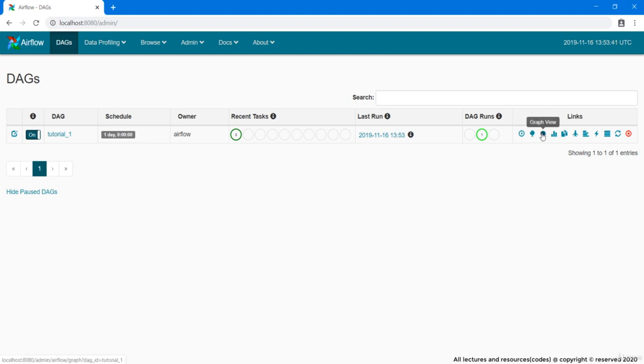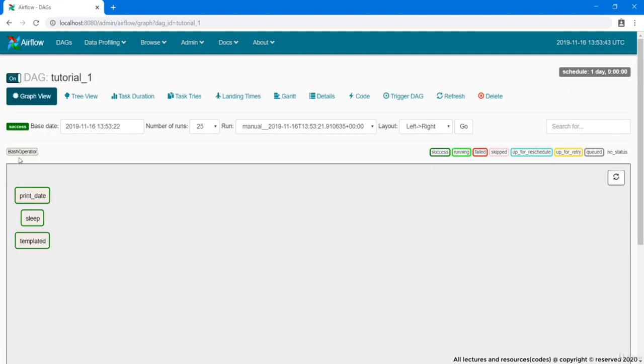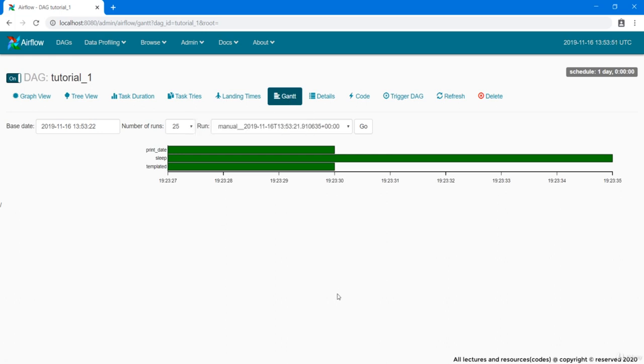Now go to graph view. Yep, all the three tasks ran in parallel. And now go to Gantt chart. Here we can clearly see all the tasks have done a parallel execution. They all started at the same time. And this is how a local executor works.